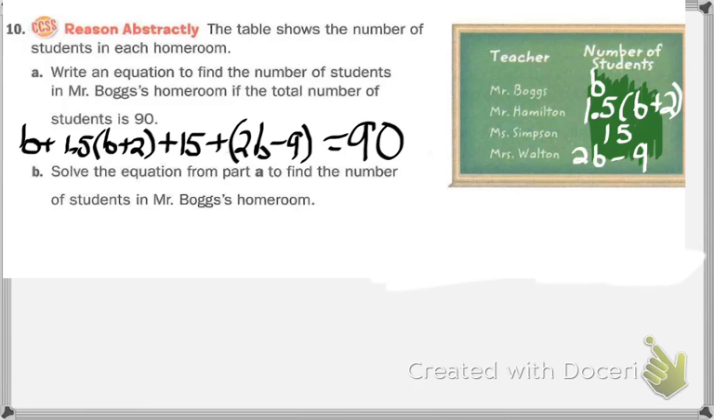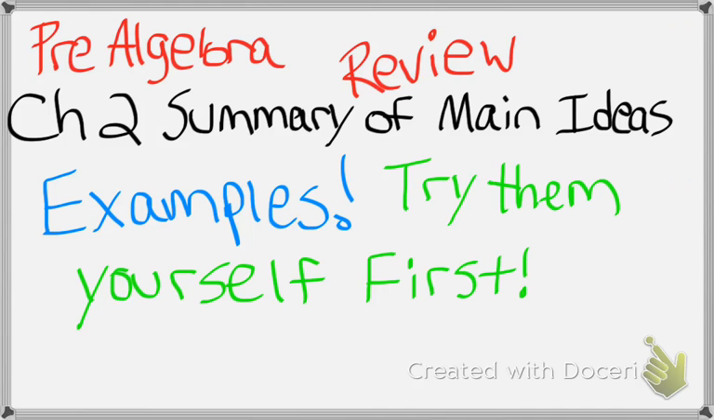And the question says, solve the equation from part A to find the number of students in Mr. Boggs' homeroom. Here's the good news. If you solve for B, if you look in your chart, B is Mr. Boggs' homeroom. So once you solve for B, you're done. That is your answer. So let's solve that equation.